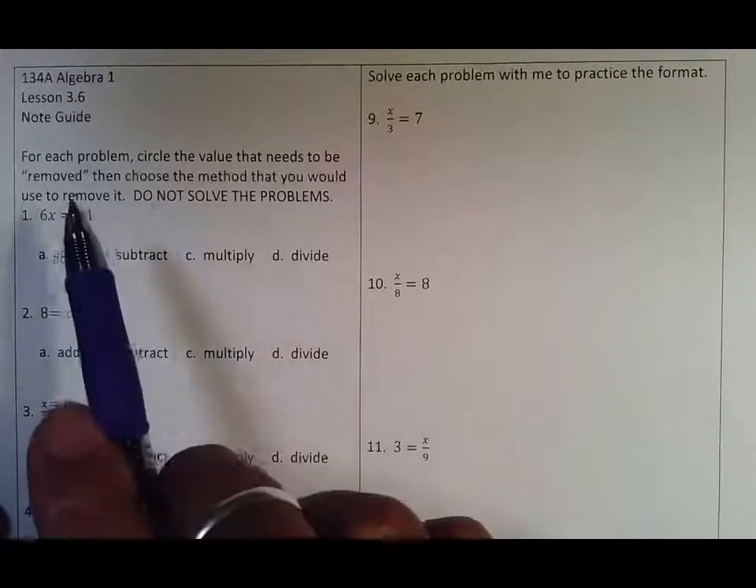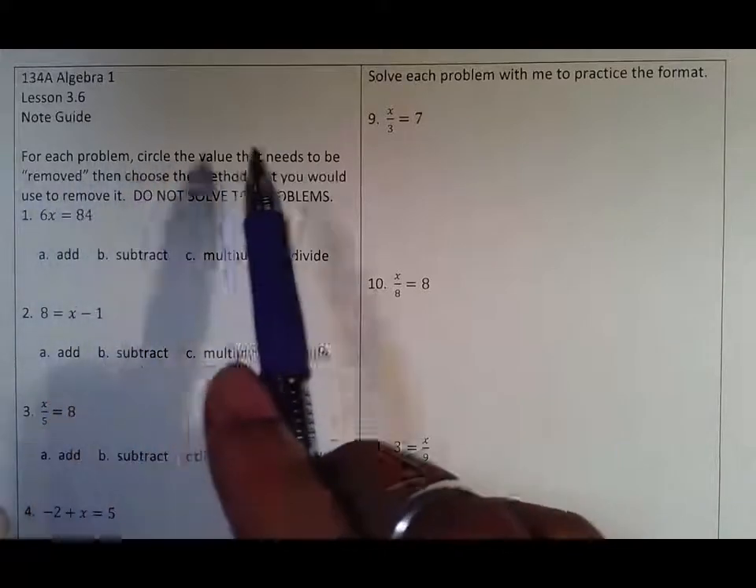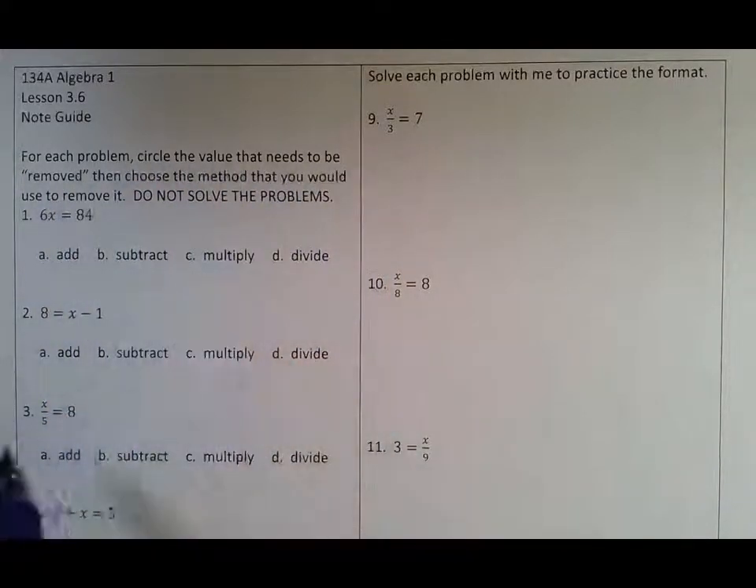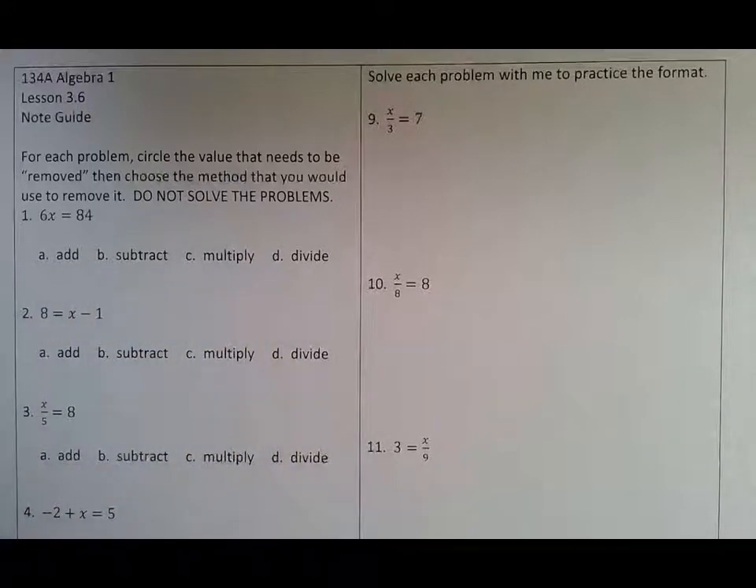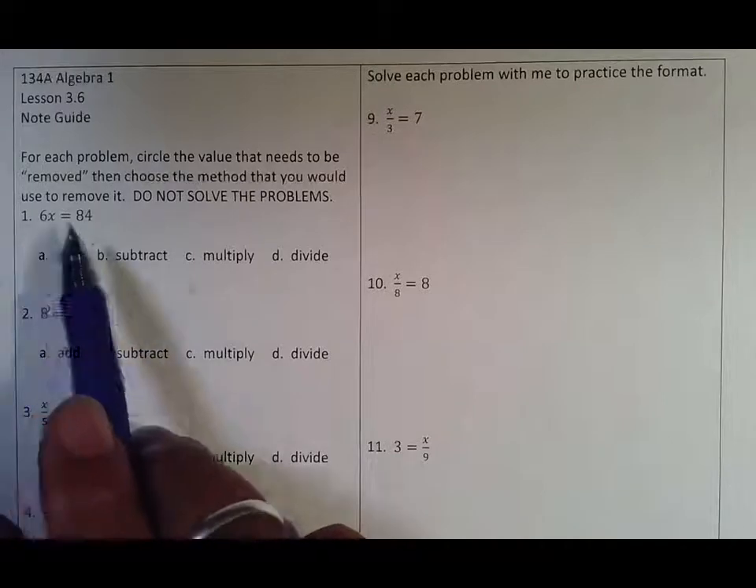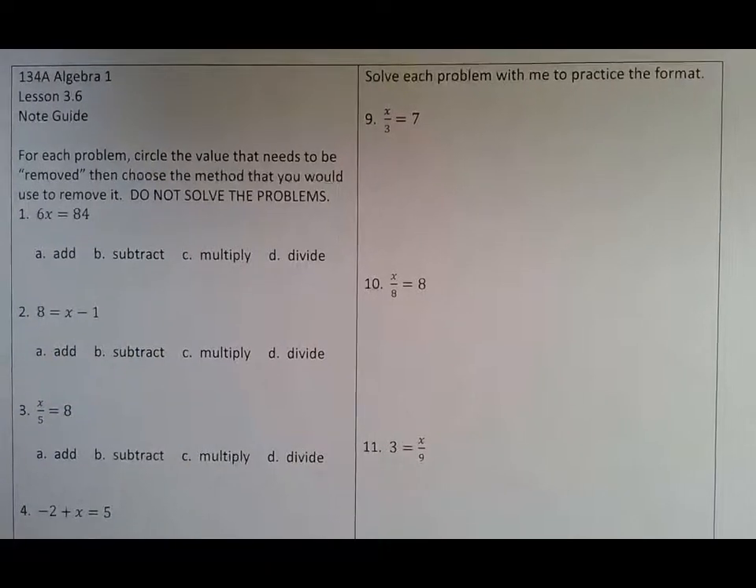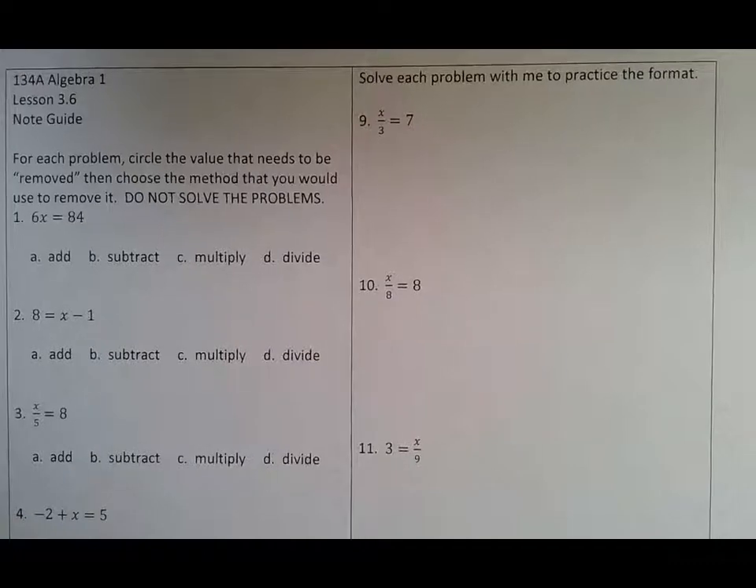So for the first few, I just want you to look at this, circle the value that needs to be removed, or for you at home, just imagine what value needs to be removed, and then pick the answer that you think we would use to solve it. So if you had 6x equals 84, take a few seconds to think about what the number that you would remove is, and also what operation you would use to remove it, because that's important.